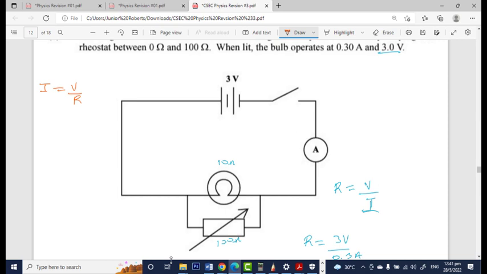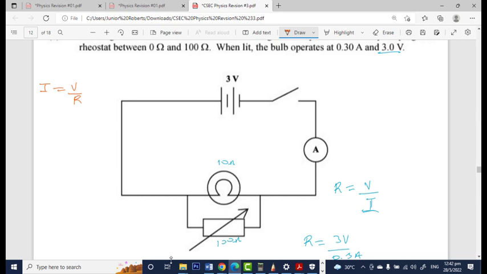Hold on a second. We're trying to find the current of the circuit, right? Current flowing in the circuit, yes? Yes, sir. So we need to know the resistance of what? The ammeter. Not the ammeter. Remember, we have the bulb and the rheostat connected in our circuit, yes? Yes, sir.